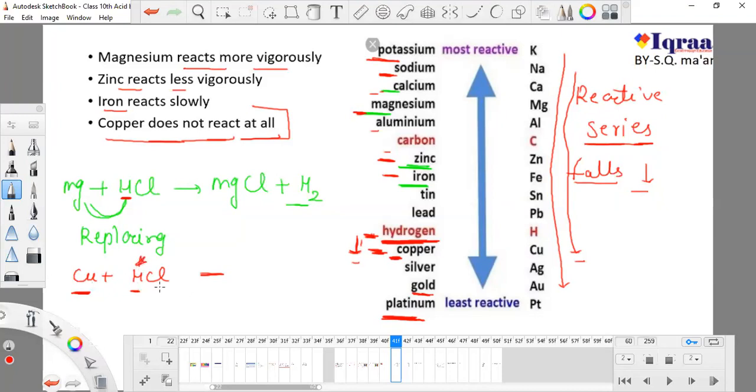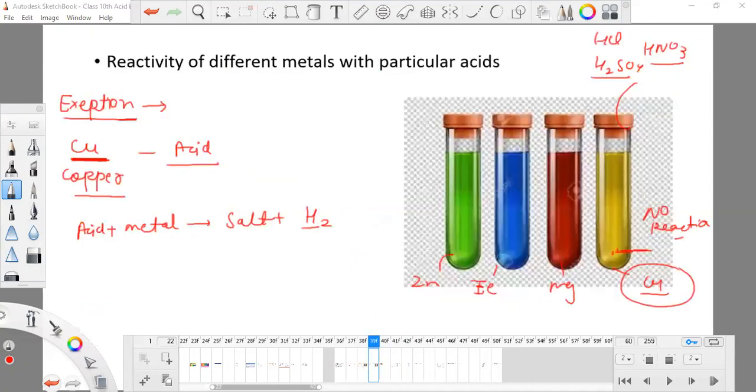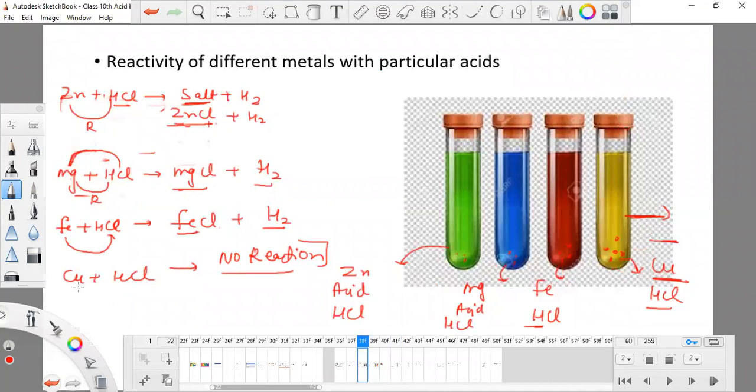If hydrogen is more reactive than copper, then copper can't release it, because hydrogen is more reactive. So there are no chances that this less reactive element can replace hydrogen. So finally there will be no reaction. Copper does not react at all. With other acids too, copper is very less reactive and it cannot replace hydrogen. So there is no reaction.